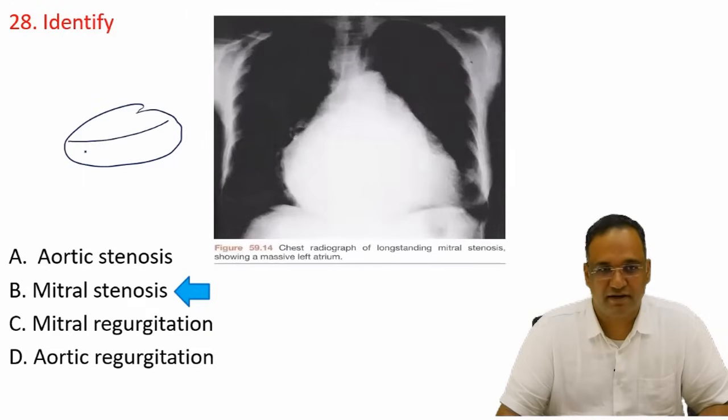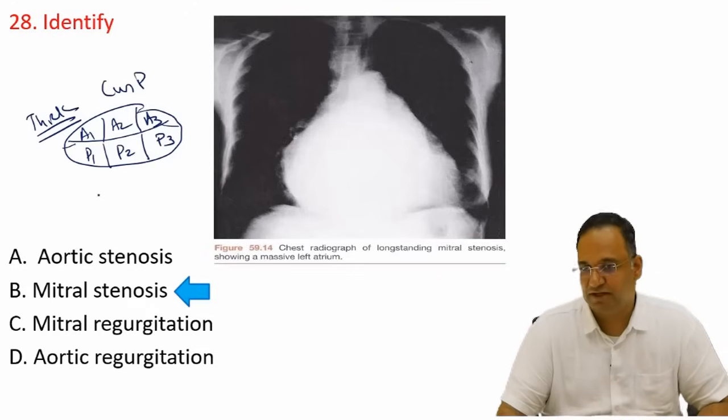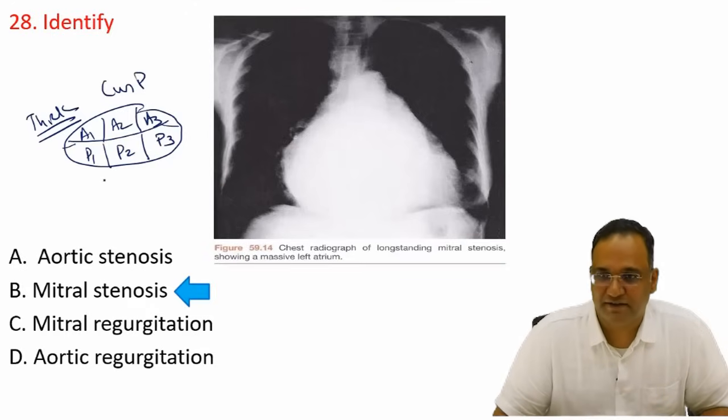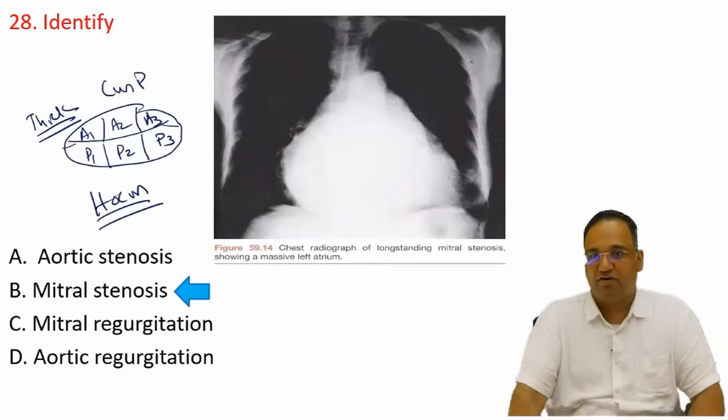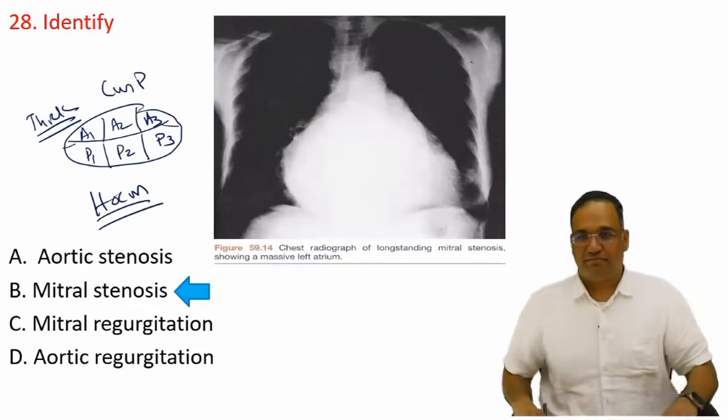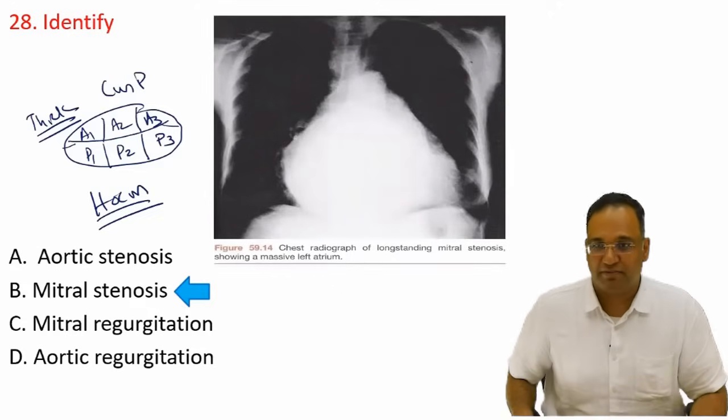two things, anterior segment and the posterior segment. Anterior is A1, A2, A3. Posterior segment P1, P2 and P3. Anterior cusp will be thicker than the posterior cusp. Anterior mitral leaflet, very, very important, especially in HOCM. Anterior mitral leaflet movement across the asymmetrical hypertrophy of the septum in echo is a classical finding in HOCM.